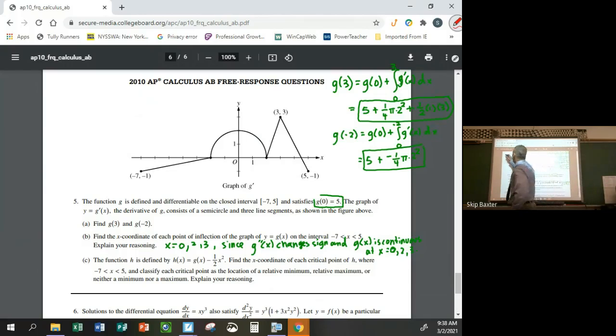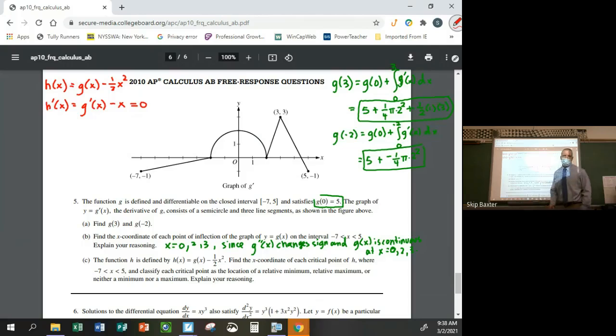So we have this function, h of x, g of x, minus 1/2 x squared. So h prime of x is equal to g prime of x minus x, right? So if you're trying to figure out when this is 0, how do you determine that? How do you solve that for x?